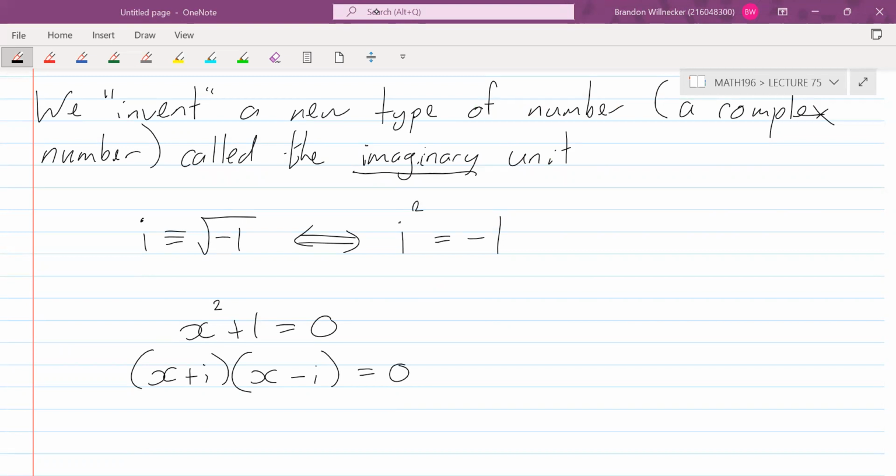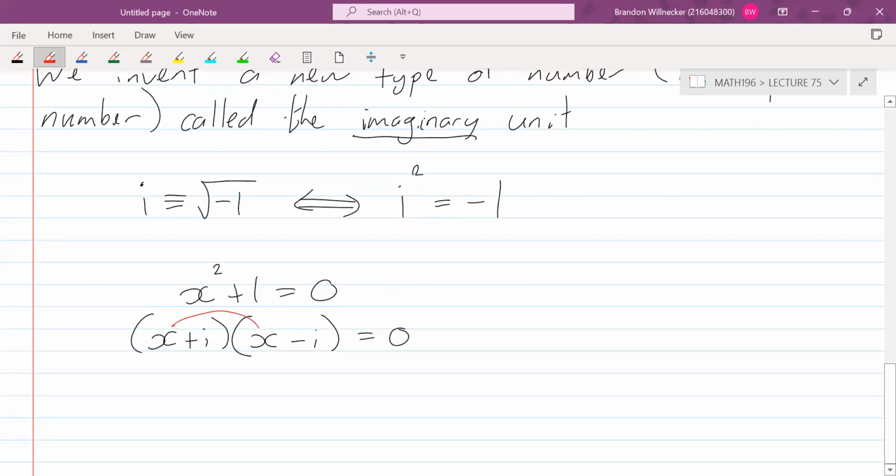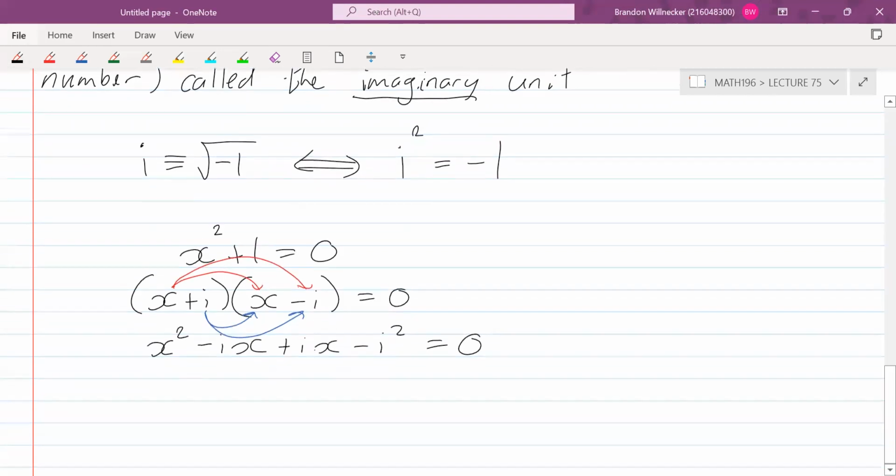Now, let's just expand this out to see that it works. We're going to have x times x, that's going to give us x squared. x times minus i, so that's going to be minus ix. Okay, we just treat it as a number. Then we're going to have i times x, so plus ix. And then we're going to have i times minus i, so we're going to have minus i squared is equal to 0.